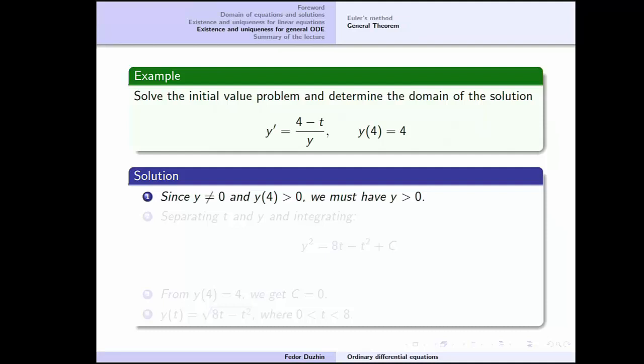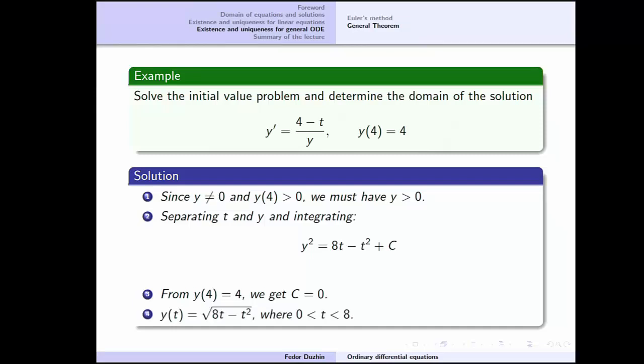cross the zero level. So then, this is a separable differential equation. I hope you remember how to solve it. When you separate the variables and integrate, you get this. Then, you need to use the initial condition to solve for c, and you get that c is zero. But then, if you solve for y, it means that y of t is the square root of 8t minus t squared.